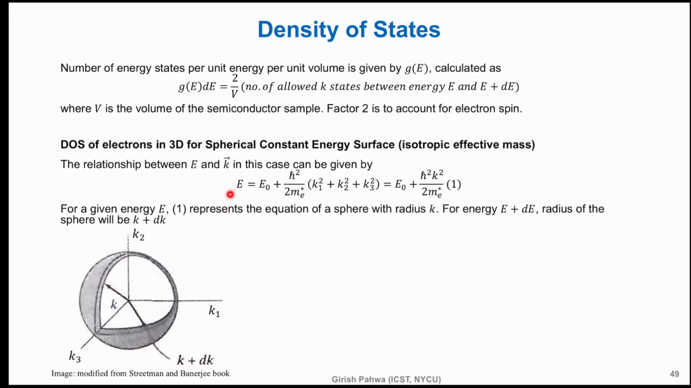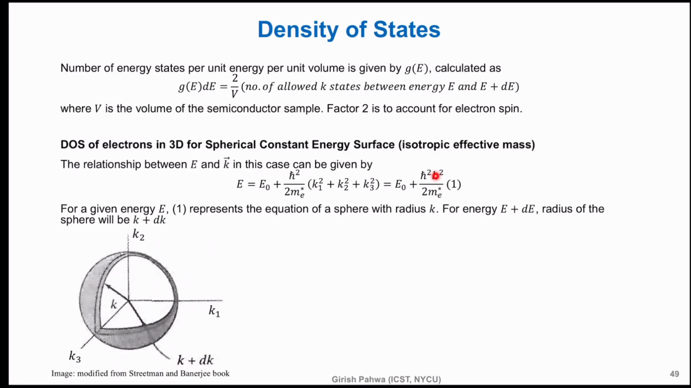Now, for E equal to E, you have one sphere. Let me increase this E by dE. So for E plus dE, you will have another sphere with a different radius. So this outer one corresponds to E plus dE, and it has a little larger radius because you increase the energy. If you increase the energy, you will increase the radius. You can see it. So k is the radius. If you increase this, k will increase.